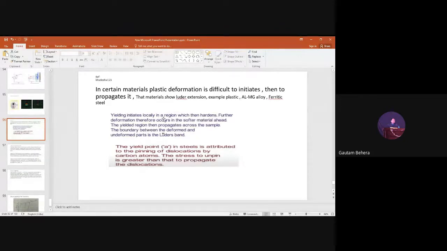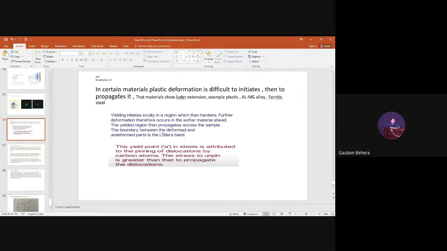You understand what happens exactly in certain materials like in plastics, or as I told, in ferritic steels. The dislocation motion is not easy actually. What I mean to say is, dislocation will propagate, and dislocation movement will start. These are two things. That means in certain materials, plastic deformation is difficult to initiate, but once it initiates, it will propagate easily. So in those materials, this kind of Lüders extension is seen.